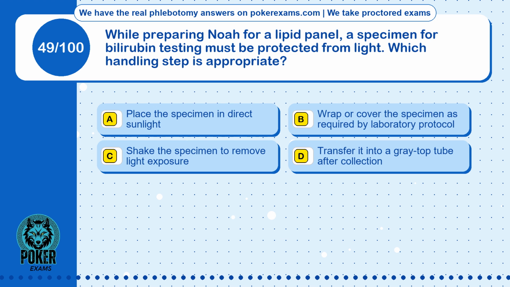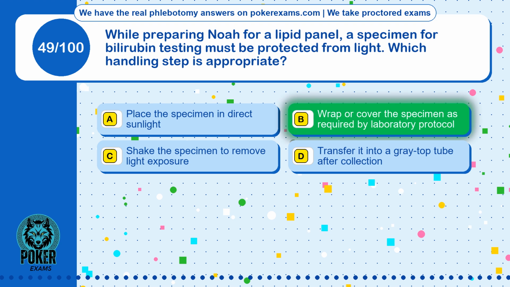Question 49. While preparing for a lipid panel, a specimen for bilirubin testing must be protected from light. Which handling step is appropriate? Option A. Place the specimen in direct sunlight. Option B. Wrap or cover the specimen as required by laboratory protocol. Option C. Shake the specimen to remove light exposure. Option D. Transfer it into a gray top tube after collection.